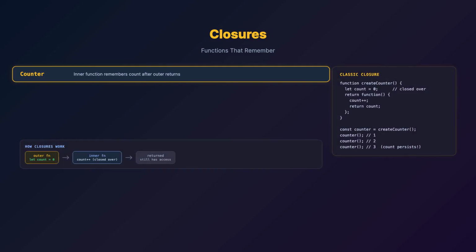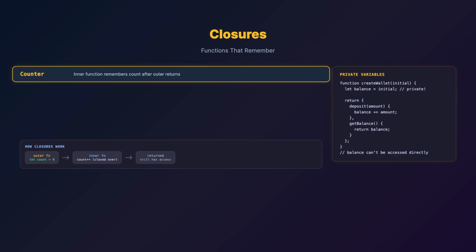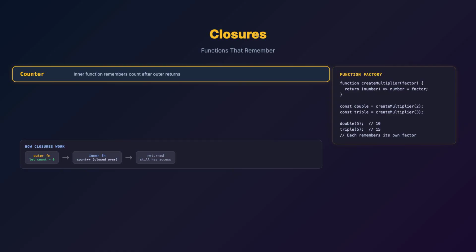A closure is when a function remembers variables from its outer scope even after the outer function has finished running. Here's the classic example. Function createCounter, inside let count equals 0. Return a function that increments count and returns the new value. Const counter equals createCounter(). counter() returns 1. Call it again returns 2, then 3.